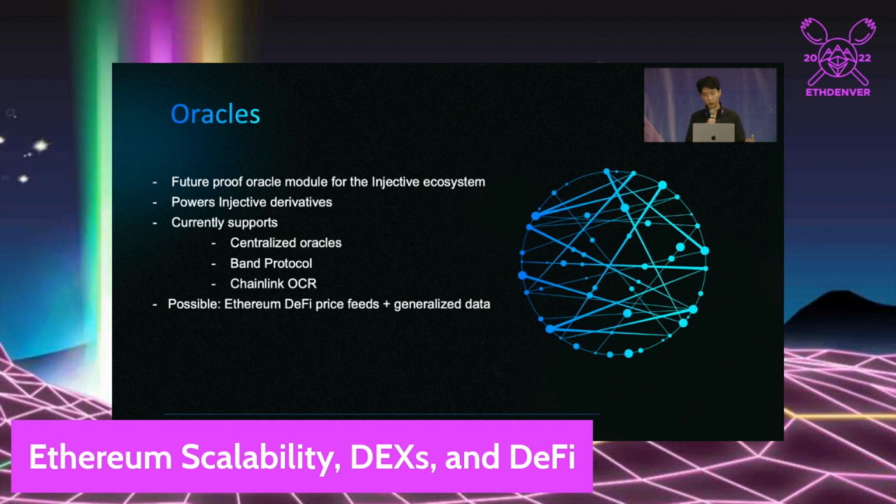Another thing that's really cool is the Oracle component, and obviously this is to support a derivatives module. So basically, it's very much a future-proof Oracle module for the overall Injective ecosystem. So it powers Injective derivatives, and it currently has a pretty generalized support. First of all, it supports any type of arbitrary centralized Oracle. It also supports Band Oracle and Chainlink OCR. And one thing that the Injective Labs team is currently working on is the DeFi price feeds and submitting more generalized data that's not only used for a derivative module. And that's something that's very much exciting to look forward to.